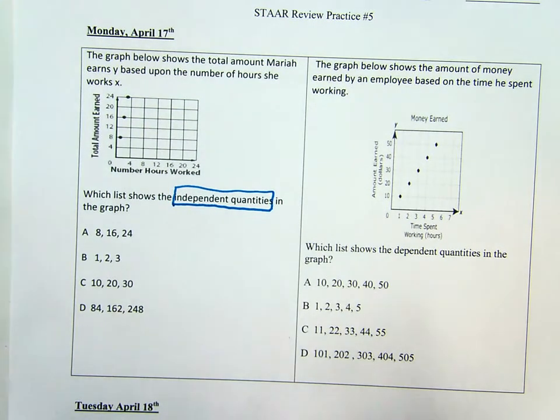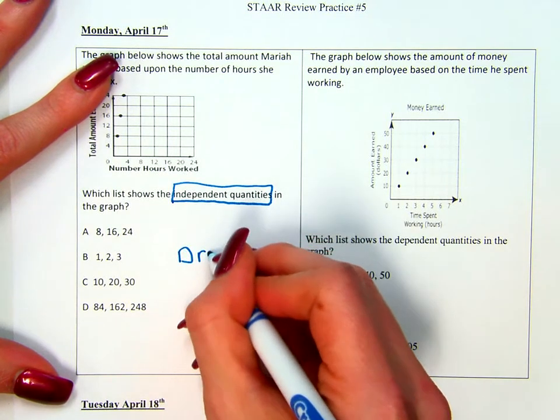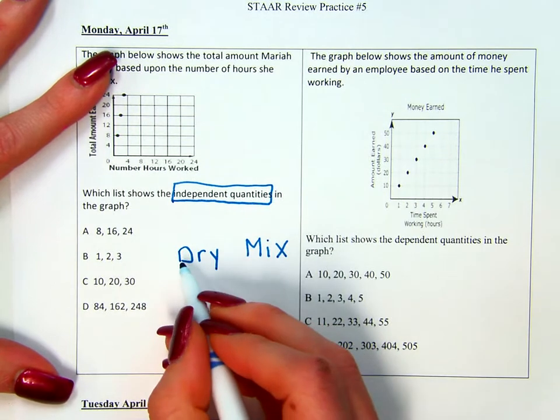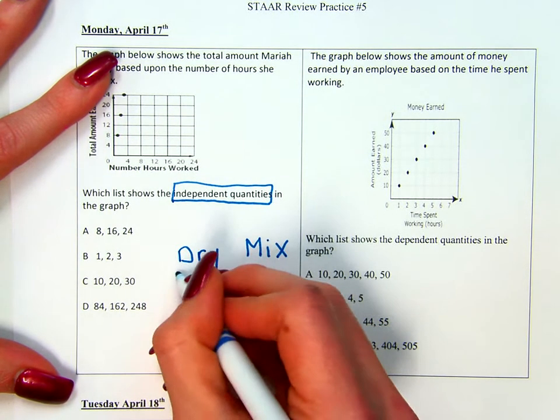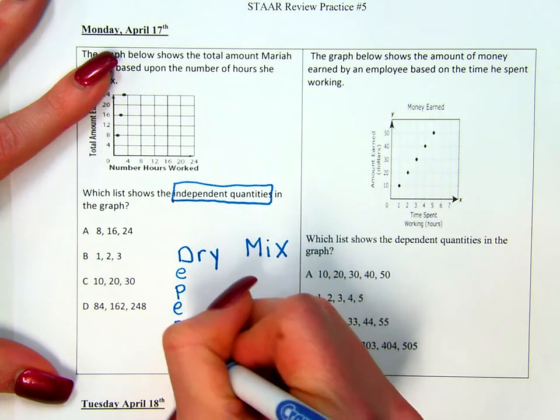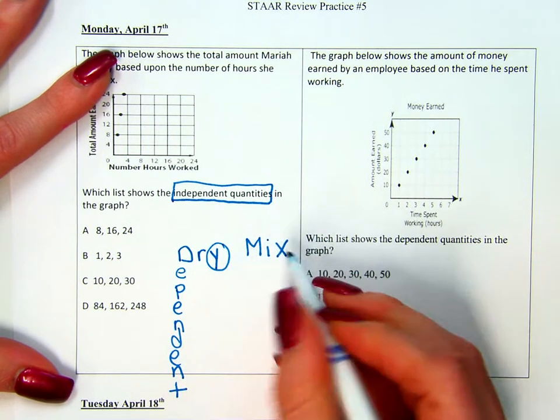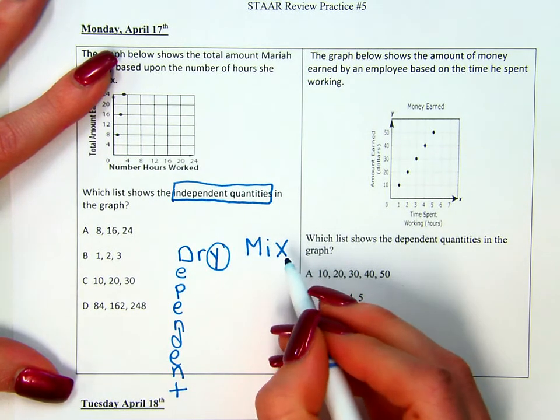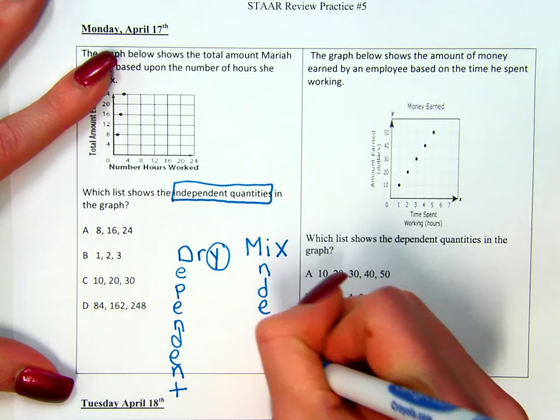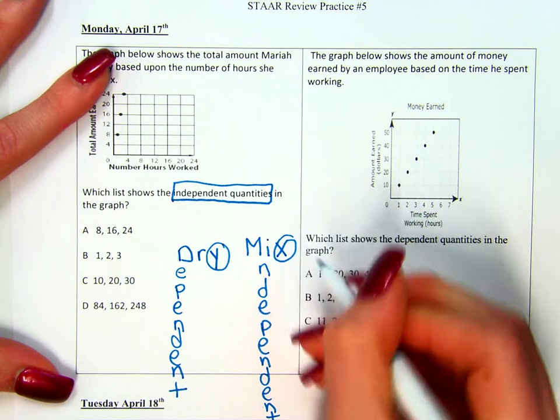I know it's been a while, but remember we had the trick DRY MIX that we taught y'all. And notice the word DRY has a D and a Y. So my dependent stands for my Y values. And you see how MIX has an I and an X? So my independent stands for my X values.